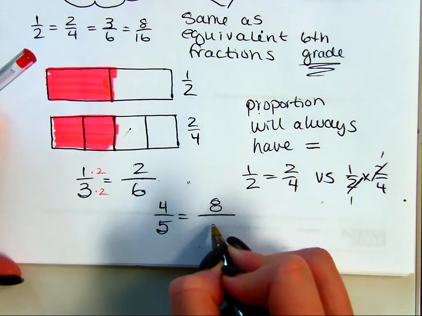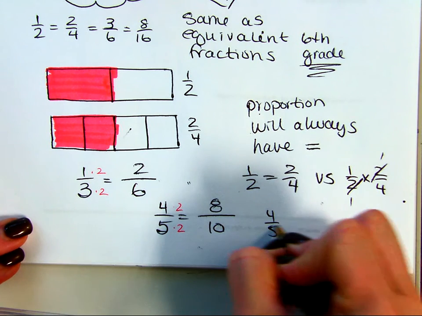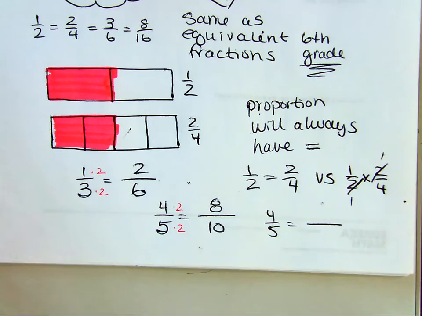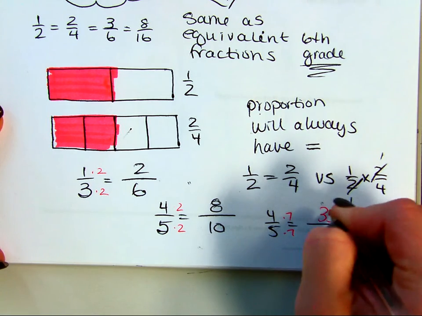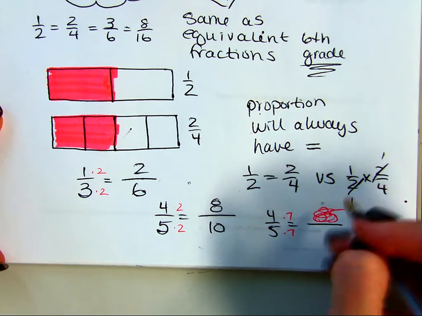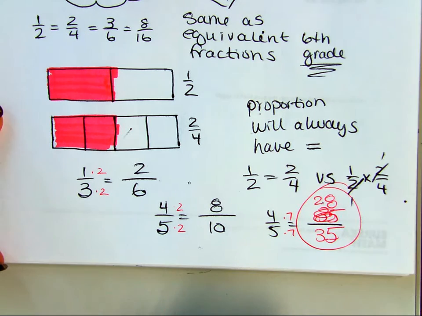Give me a fraction that equals 4/5, Michael. 8/10. Okay, so basically, are you seeing that what they're doing is, and you know what? They just chose 2 because it's probably the easiest thing, right? You can pick any number you want. Pick your favorite number and just multiply it by that number. So what if I chose to take 4/5 and multiply it by 7? I would have 28 over 35, and that's equivalent, right?